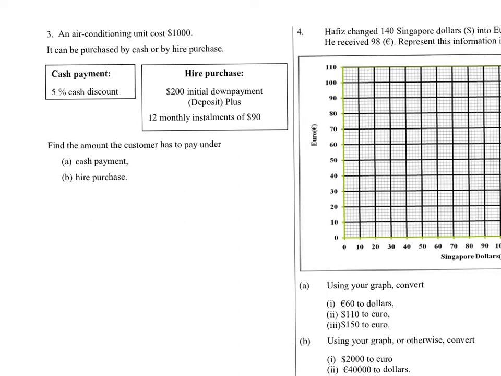If you purchase by cash, they give you a 5% cash discount. If I get a 5% cash discount, how much have I paid? I'm only left with 95%. Alright, now the other case is that I need to pay for a hire purchase. I pay a $200 initial deposit, and then after that 12 monthly installments of $90. So find the amount the customer has to pay under cash payment. So the amount for cash payment will be 95% of $1,000, and that will give you 950.